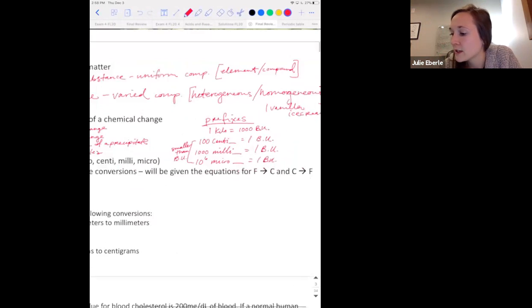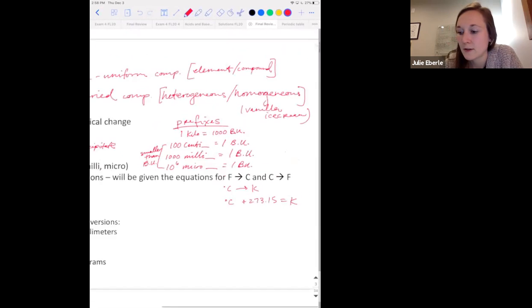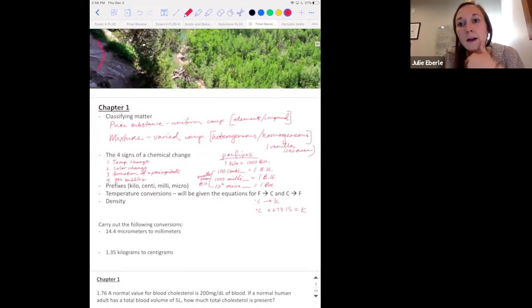But remember, if you need to convert from degrees Celsius to Kelvin, you take your degree Celsius temp and you add 273.15. Don't forget the 0.15. You know who you are if you've done that.